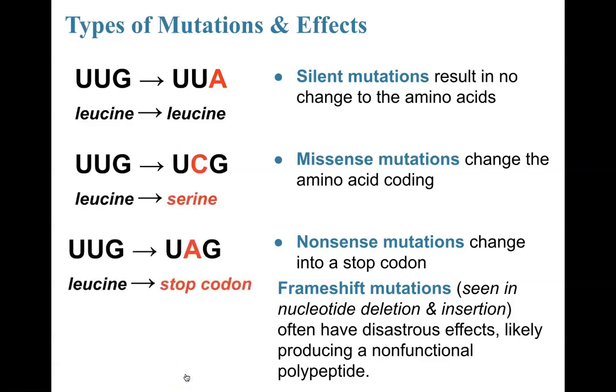A frameshift mutation, I actually don't have an image for that one here. You guys have an image in the previous slide where you saw nucleotide deletion and insertion. A frameshift mutation can be quite disastrous because you're shifting the codon readings. And so basically, you are affecting all subsequent amino acids that are going to be coded for after that frameshift. Maybe you're inserting a nucleotide, maybe you're deleting a nucleotide. That's going to have quite a disastrous result for that polypeptide. Basically, that protein is going to be non-functional if that happens.